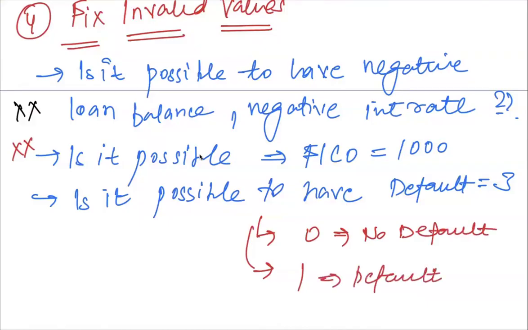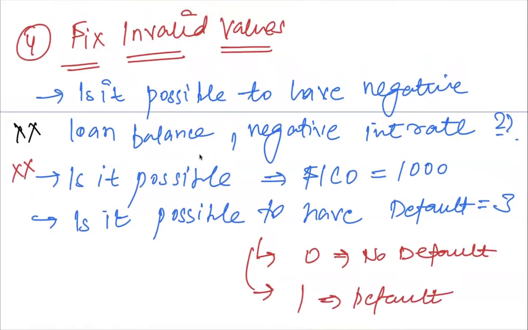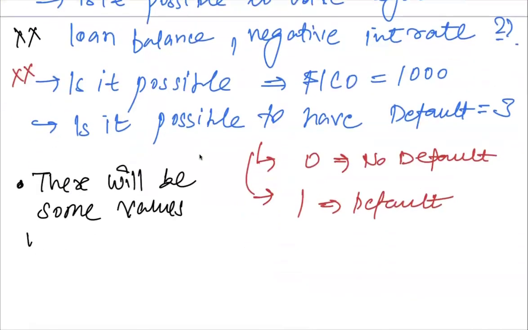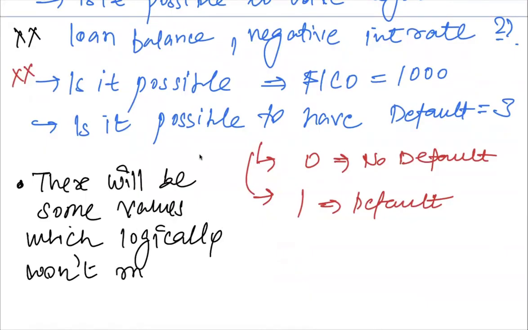A lot of times what you will see is you have to fix invalid values, which means there will be some values which logically won't make sense. So you need to fix those.